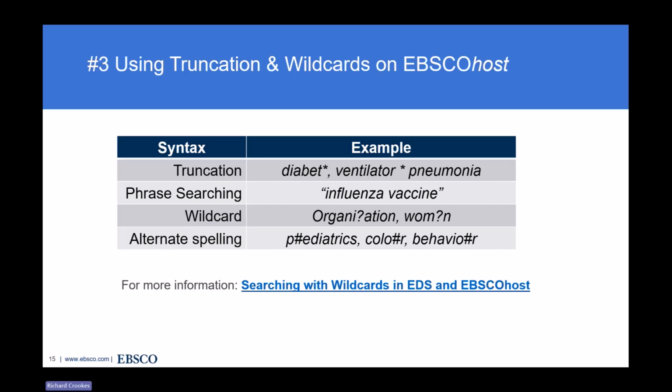And for alternate spelling, you can use the hash wildcard. So pediatrics, the hash after P before the E. For color, behavior, after the O and then before the R. Again, more information is available on the EBSCO Connect support site, and the link is provided to the document there.